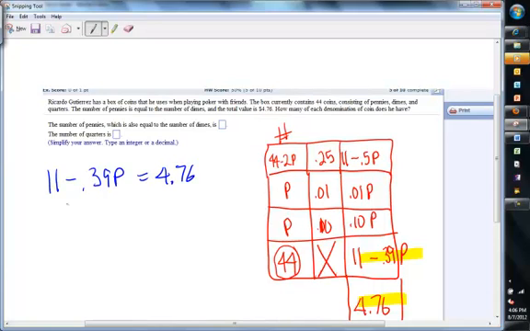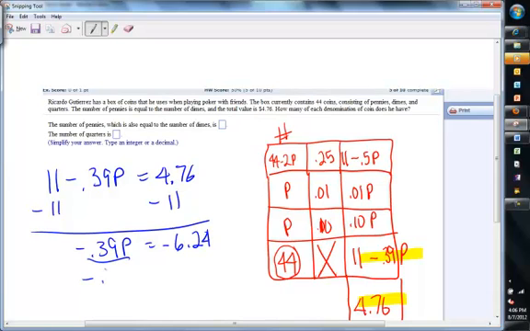4.76. Let's subtract 11 from each side, and we get 0.39P equals negative 6.24. Negative 0.39, so let's divide both sides by negative 0.39. And we get P is 16.